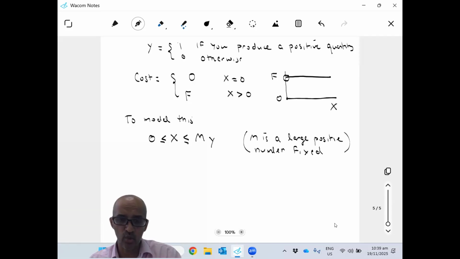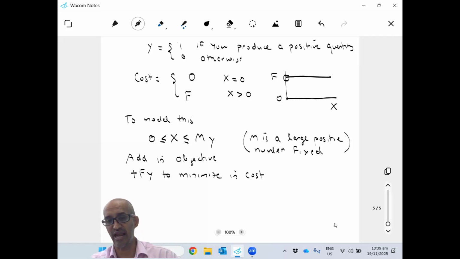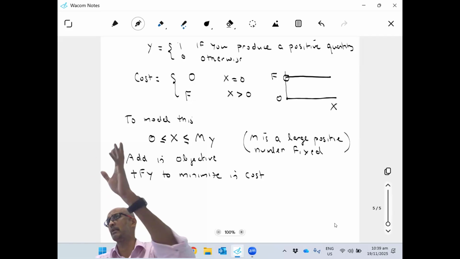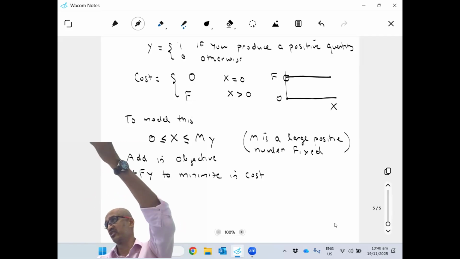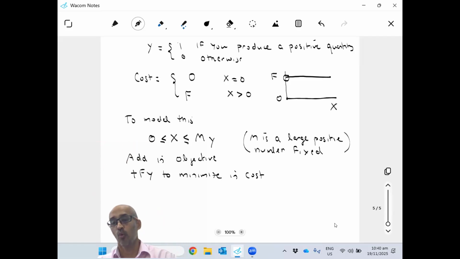And what you will do is add in the cost function, in the objective, plus F times Y to minimize cost. So this is a constraint I will add, and I will modify my objective, whatever my optimization problem is. If it's a minimization problem, I'll add F times Y. If it's a maximization problem, I'll subtract F times Y. What will this do?